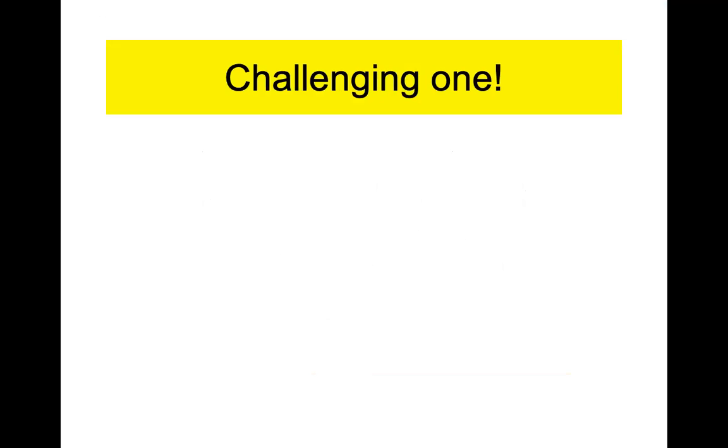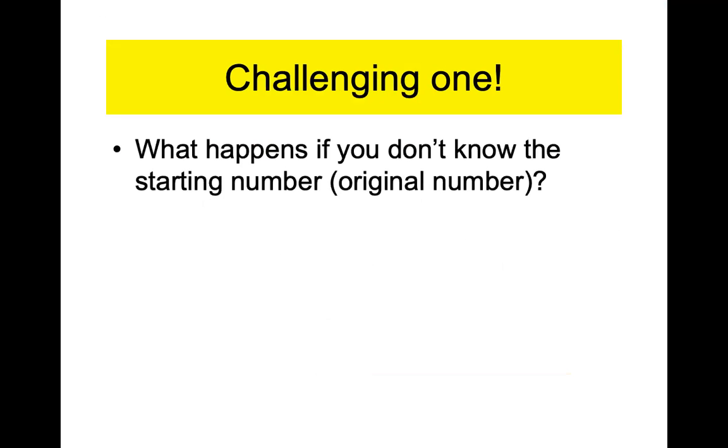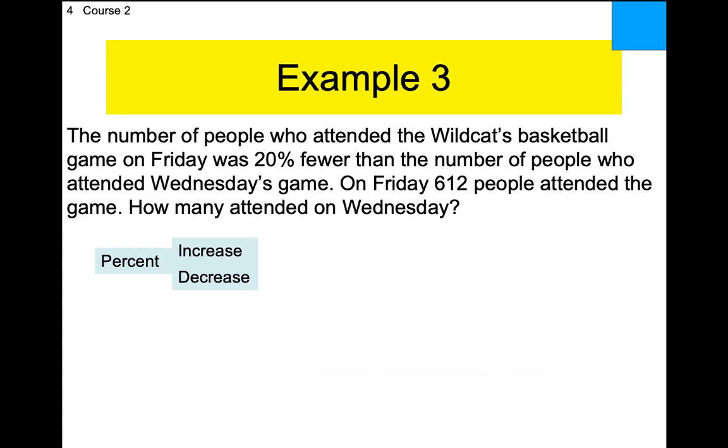All right. Apparently, this is the hardest one. What happens if you don't know the original number? You're going to get 2 x's. Because remember, to find the amount of change, you've got to have the original amount. And on the other side of the equation, you have the original amount. So if you don't know the original amount, you're going to have 2 x's floating around. Just be ready for it.